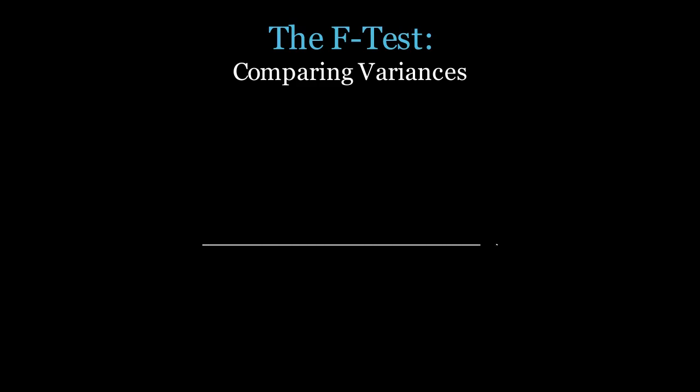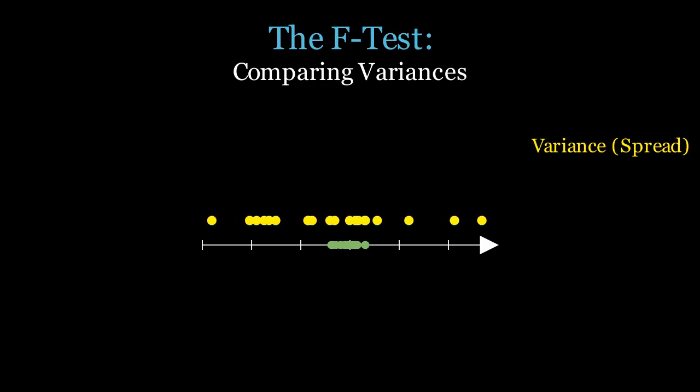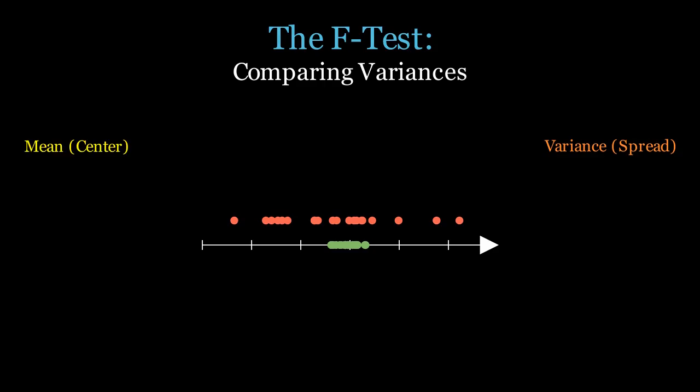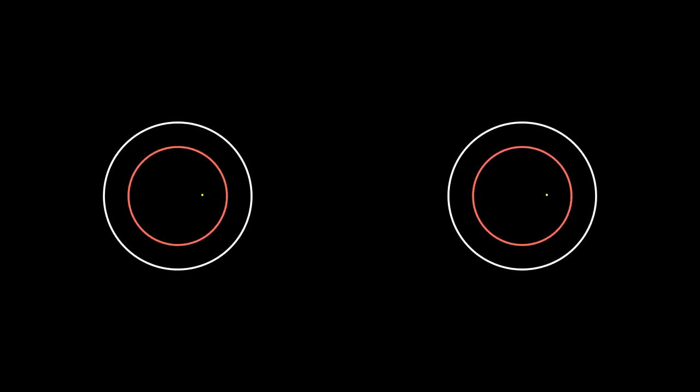In the world of statistics, we often obsess over averages, the mean performance. But there's a silent hero, or villain, that determines the reliability of our data: variance. Welcome to the F-Test, comparing variances without getting a headache. Today, we'll see why knowing how much your data spreads is just as important as knowing where it centers.